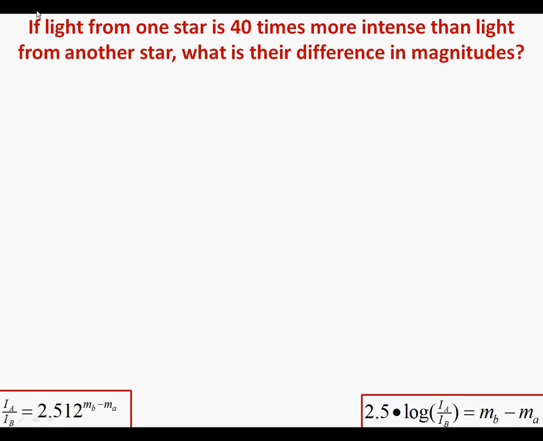Okay, so this problem reads, if light from one star is 40 times more intense than light from another star, what is their difference in magnitudes?